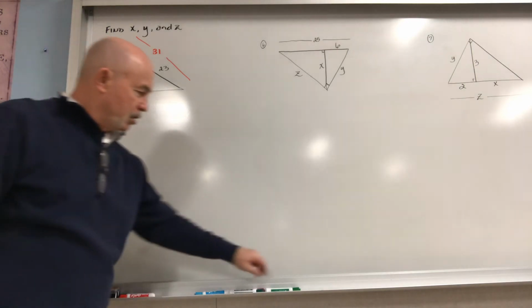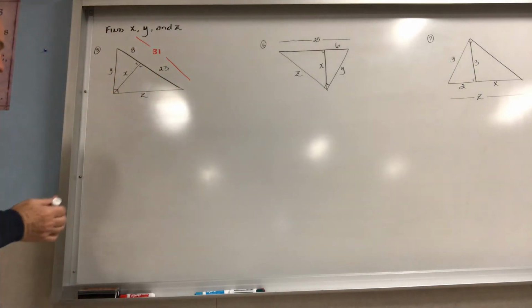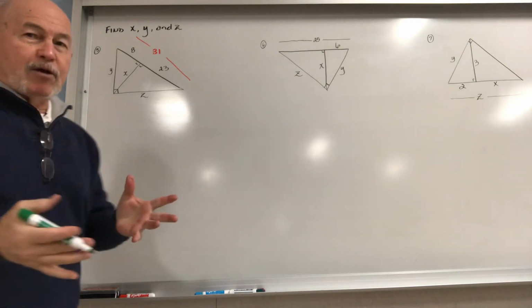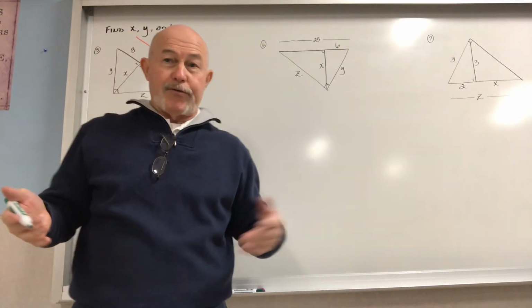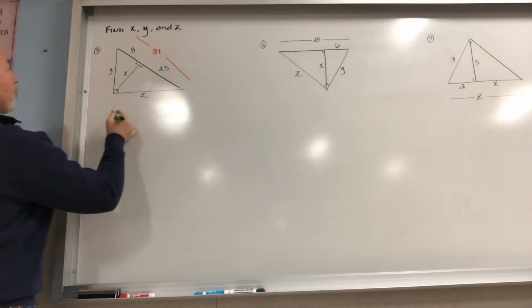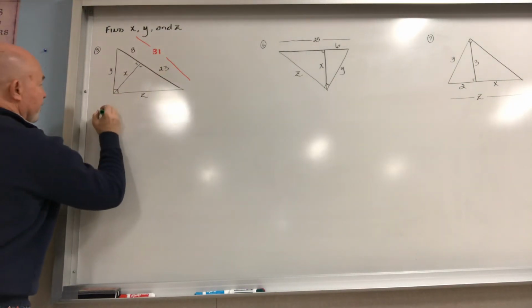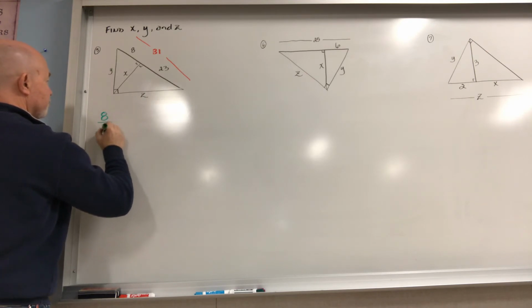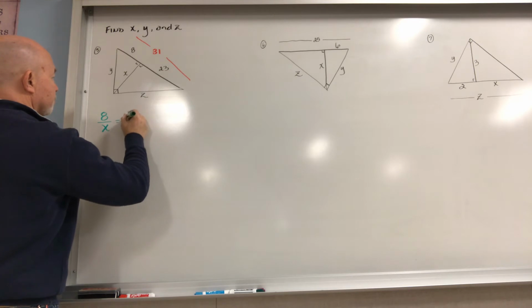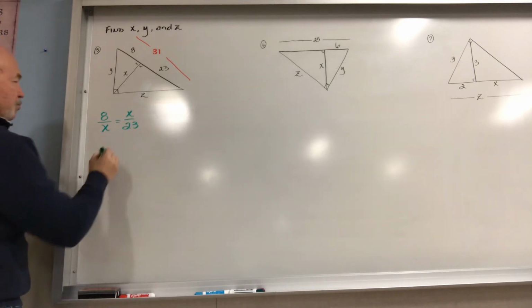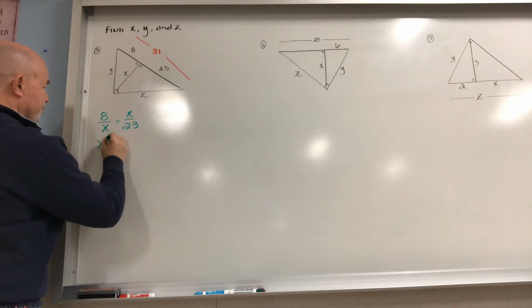So let's just use green right here. It doesn't matter where you start since we're asking for all three of them. May as well just start with x. So 8 and 23. It's between those. Cross multiply.